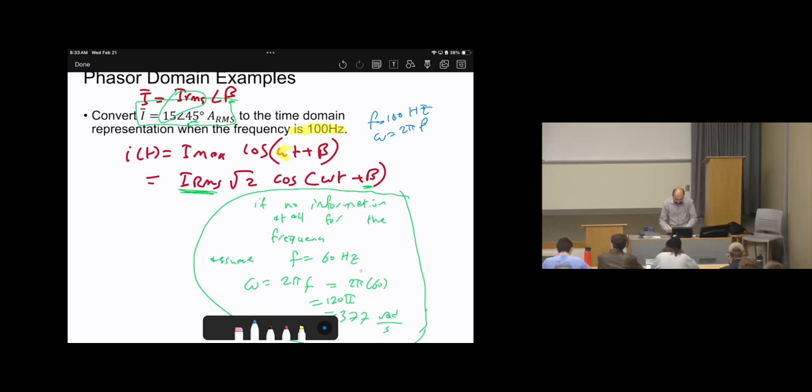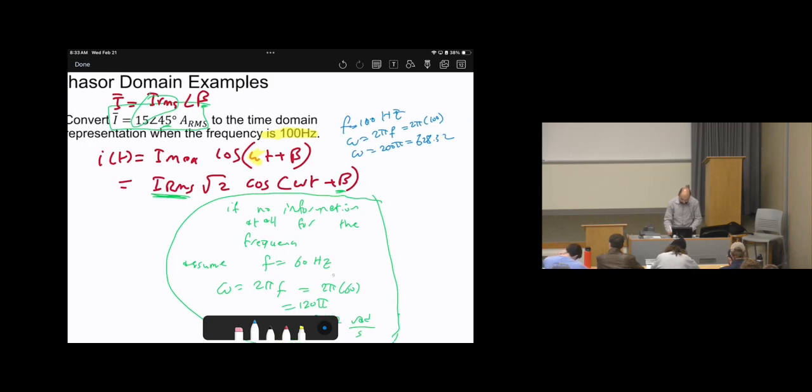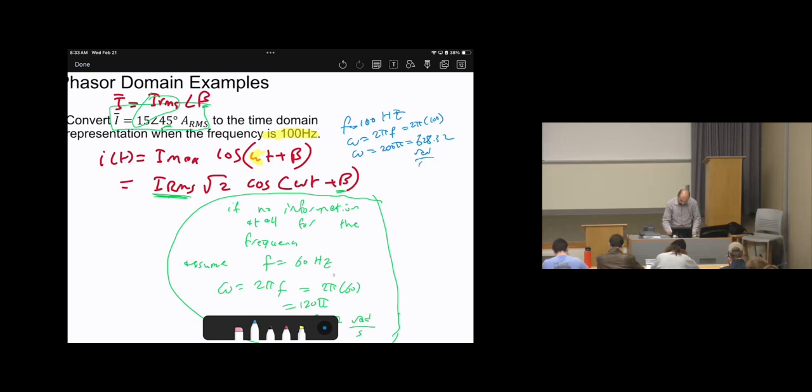2 pi times f, which is 2 pi times 100. So the answer will be 200 pi. You can keep it as 200 pi, or you can simplify it. It can be 628.32, so whatever you want. And of course, the unit is radian per second.